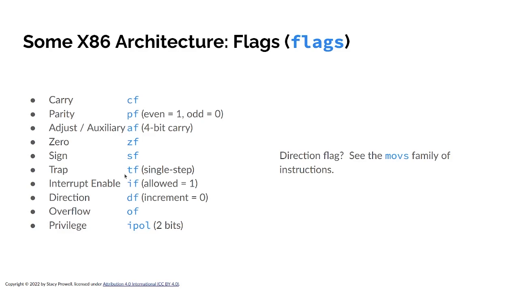The trap is a way of single-stepping the processor. When we look at how GDB works, we'll see the trap flag. The interrupt flag, the direction flag, which is used for string operations, the overflow flag, which tells us if we overflowed, and that's different in a subtle way from carry, and we'll talk about that when we get to it. And then there's a privilege flag that we'll, for the most part, just ignore.